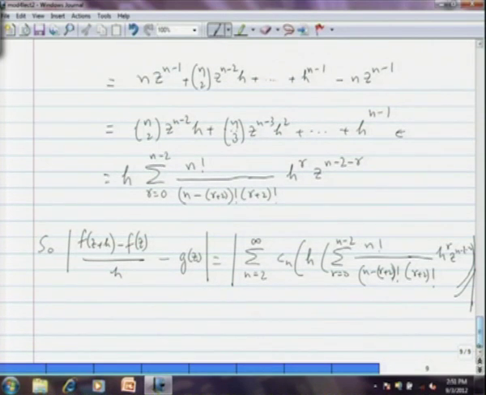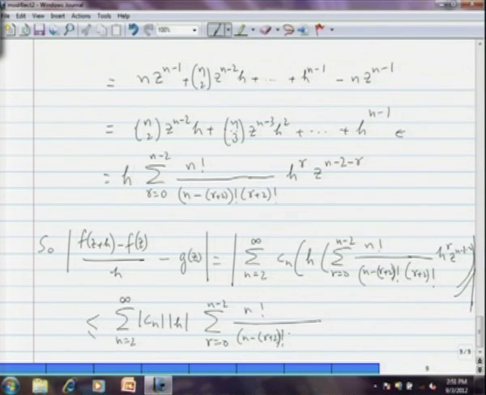Okay. So, this is less than or equal to sigma n equals 2 through infinity of the modulus of C n and modulus of h, times sigma r equals 0 through n minus 2 of n factorial divided by n minus r plus 2 factorial times r plus 2 factorial, times modulus of h power r, modulus of z power n minus 2 minus r.